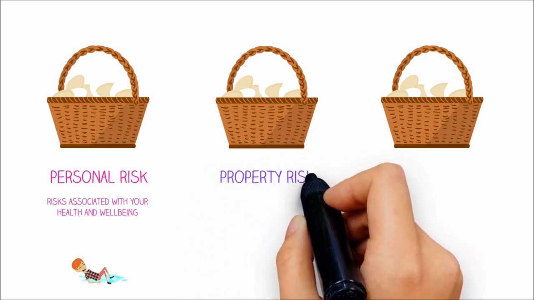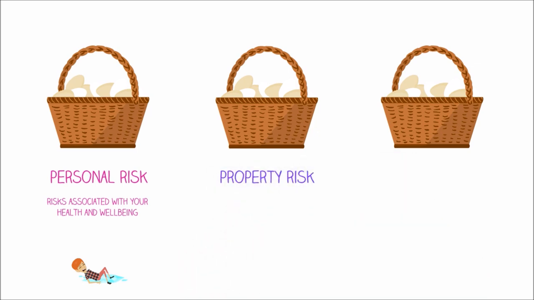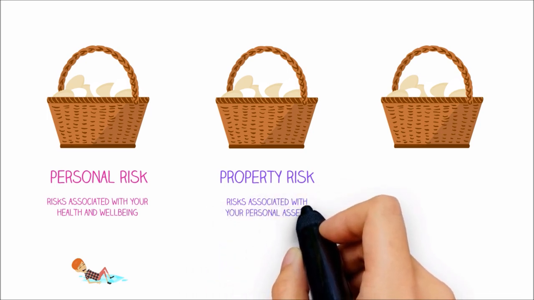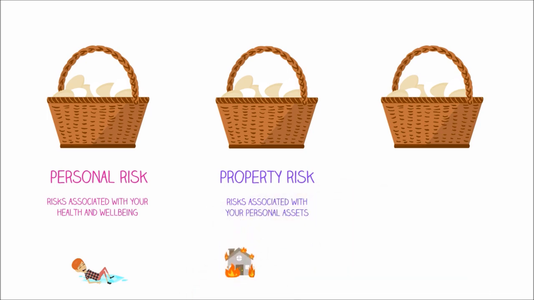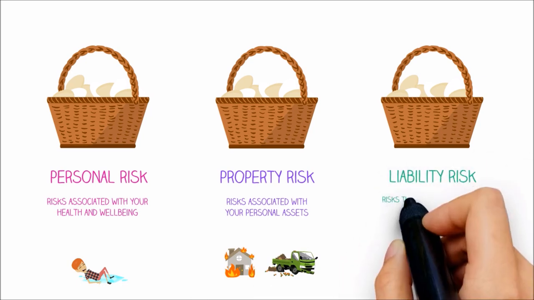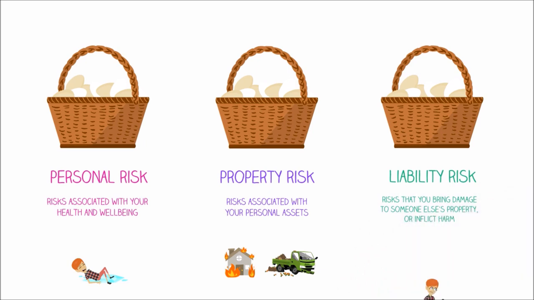The second is property risk. This refers to the risks that can affect your personal assets, like your home, your personal vehicle, and valuable items. The third is liability risk, and these are the risks where you might accidentally damage someone else's property or harm is brought to someone else and you're at fault.